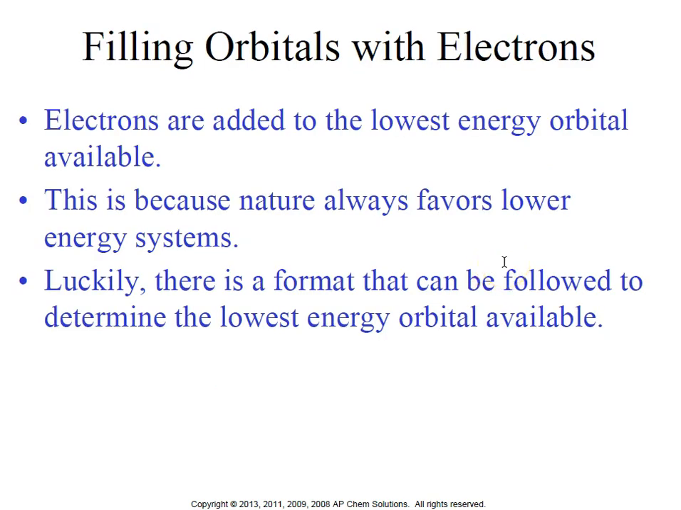So how do we put electrons in these orbitals? Electrons are added to the lowest energy orbital available. So they would go to 1s first, and then to 2s, and to 2p, etc. And this is because nature always favors lower energy systems. So how do you know where they're going to go next?